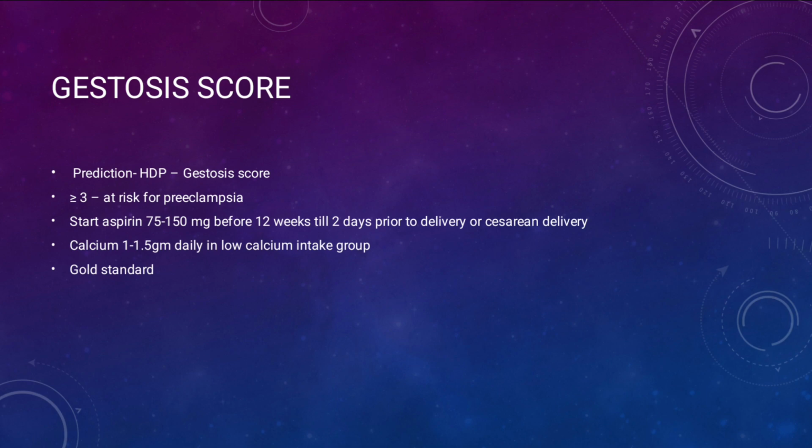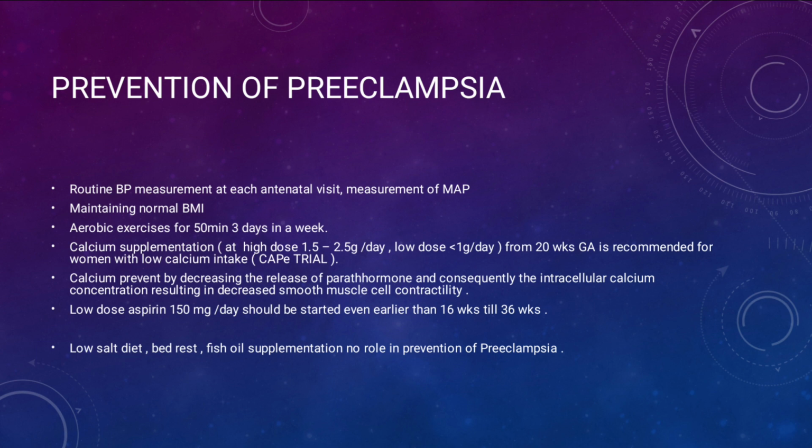So you start 75 to 150 mg till 2 days prior to delivery or cesarean delivery. Calcium supplementation can add 1 to 1.5 gram daily, lower calcium gold standard test. Then prevention of preeclampsia: routine BP measurement, reach antenatal page, measure MAP, maintaining normal behavior, for 3 days in weeks.